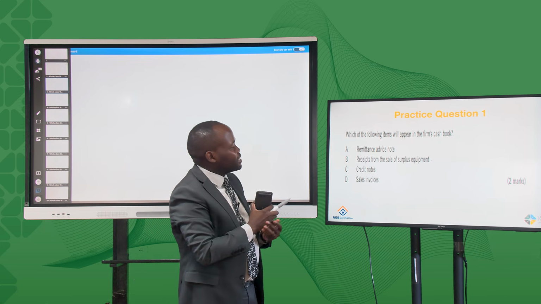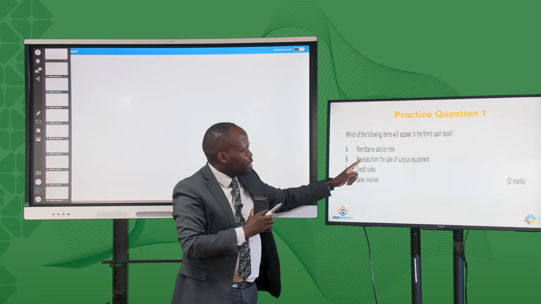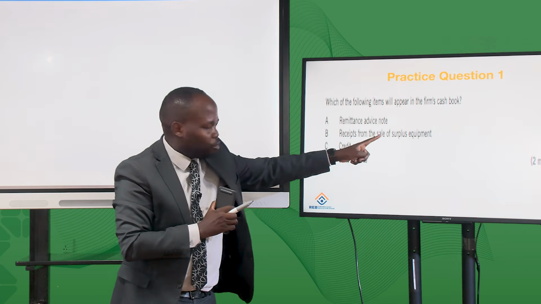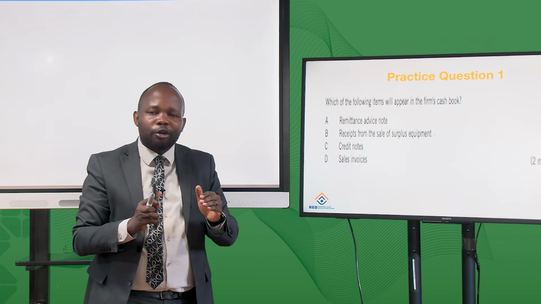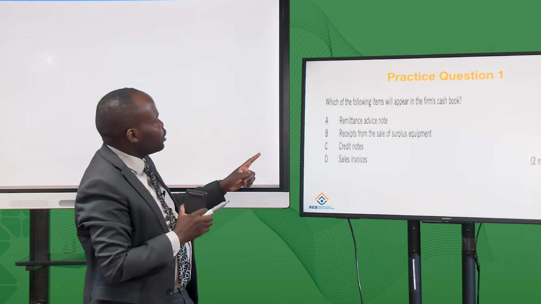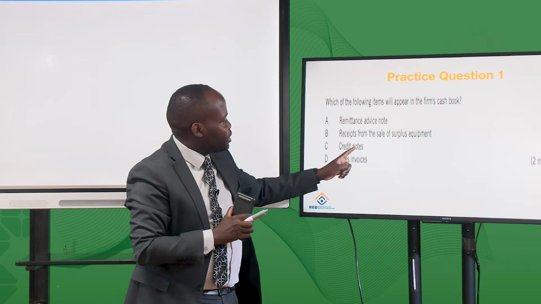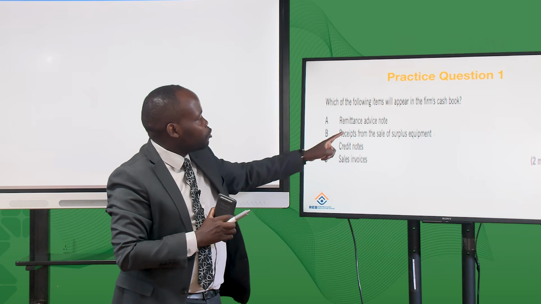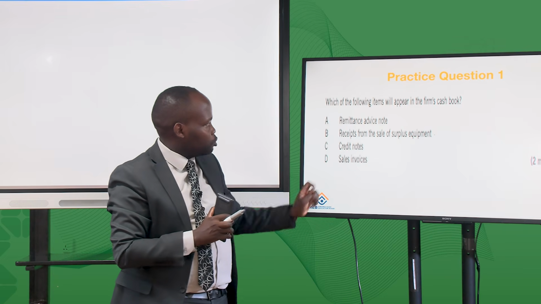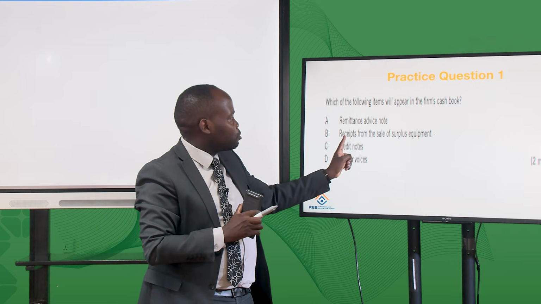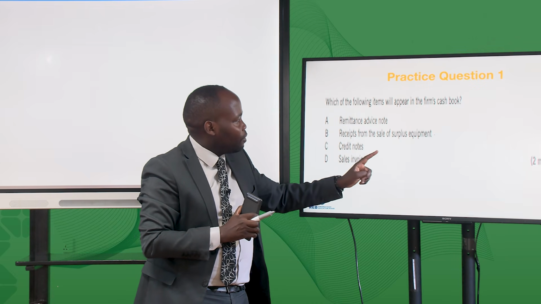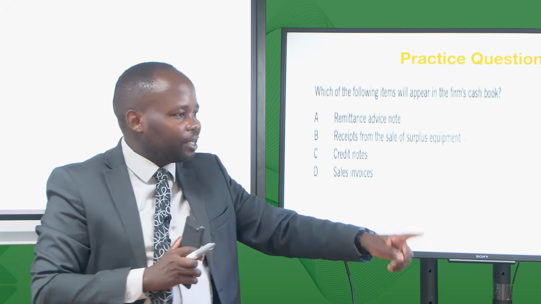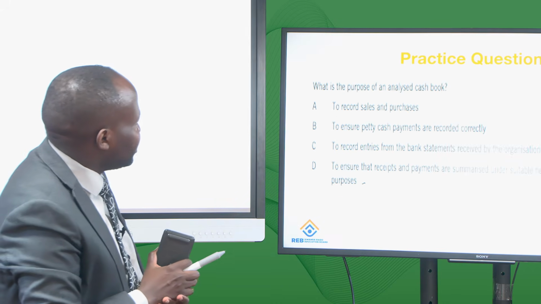A, remittance advice. Receipts from the sales of surplus equipment. Remember, in the cash book, we record receipts and payments. So remittance advice, receipts from sales, credit notes, and sales invoices. Sales invoices, credit notes, and remittance, they don't appear in the cash book. So the only item that appears in the cash book is receipts from sale of surplus items, because you'll be receiving cash. So the answer there is B.